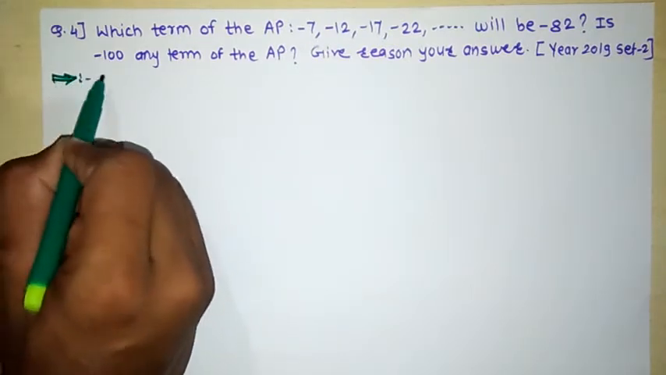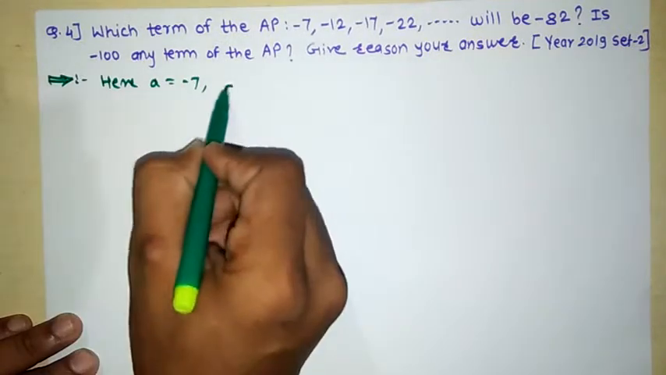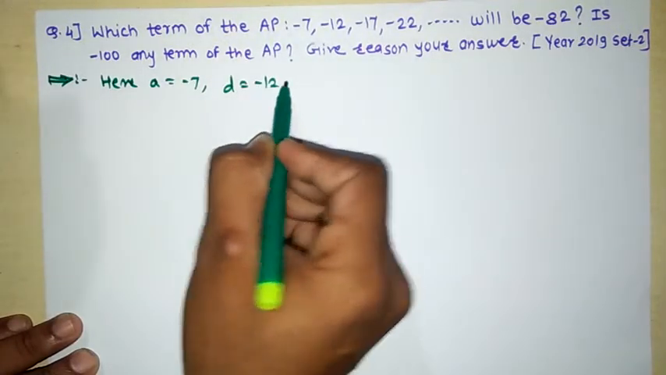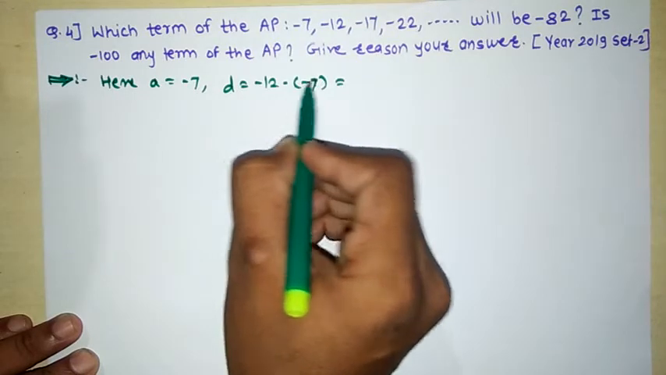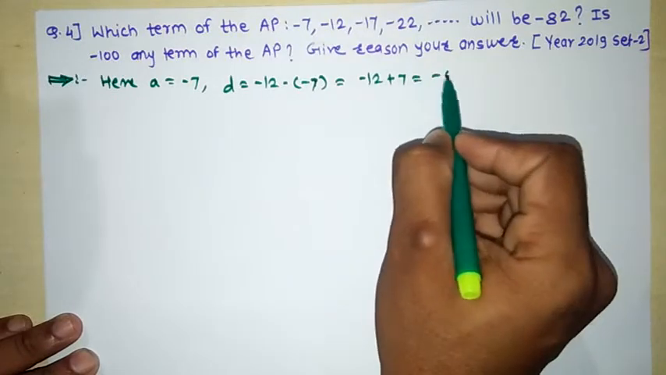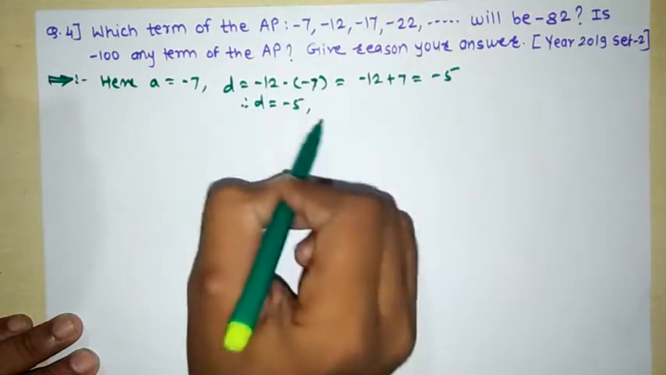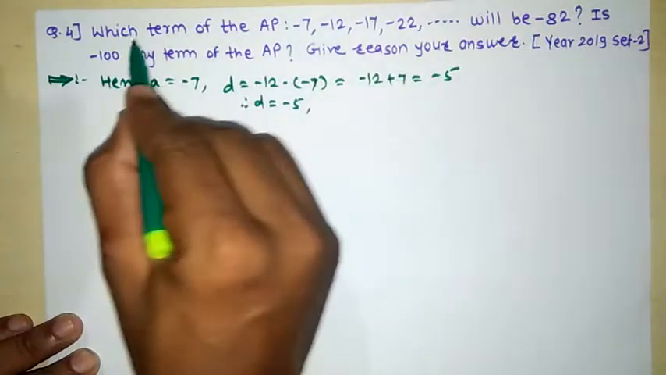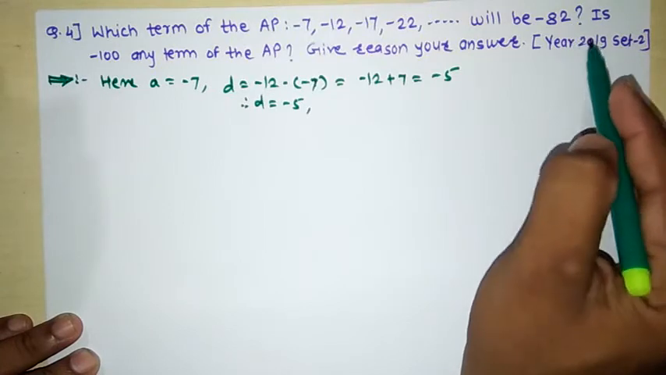See here, a is equal to minus 7, d is equal to how much? Minus 12, minus of minus 7, which is equal to, माइनस माइनस क्या हो जाएगा? प्लस हो जाएगा. Minus 12 plus 7, which is equal to minus 5. Therefore d is equal to minus 5 we got here. And what we have to find? Which term of the AP will be minus 82. Minus 82 कौन सा term है?